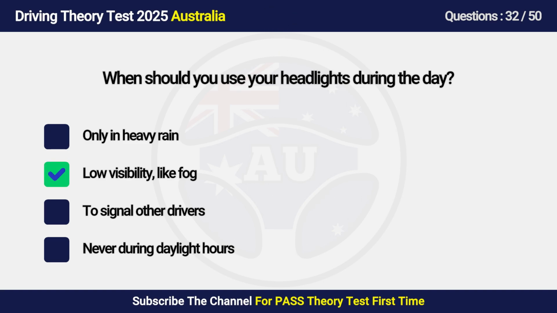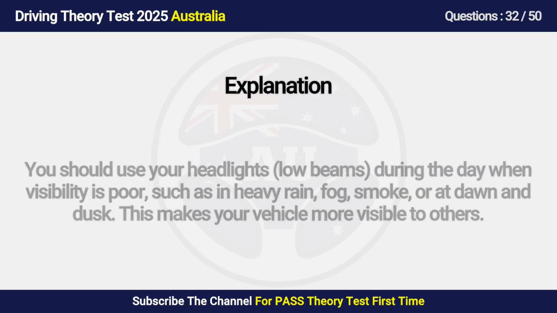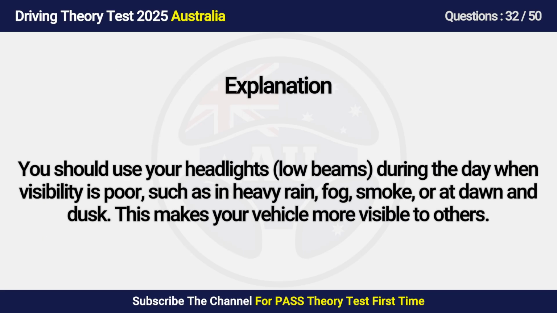Answers is B. Low visibility like fog. You should use your headlights' low beams during the day when visibility is poor, such as in heavy rain, fog, smoke, or at dawn and dusk. This makes your vehicle more visible to others.